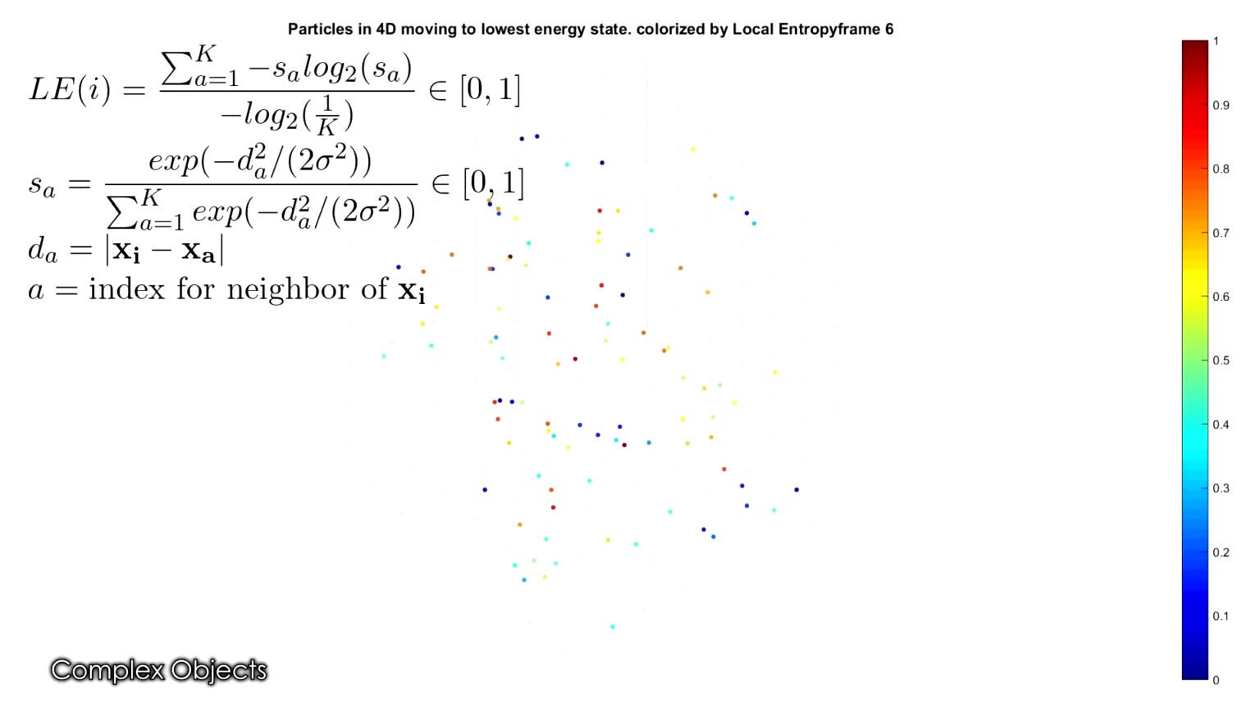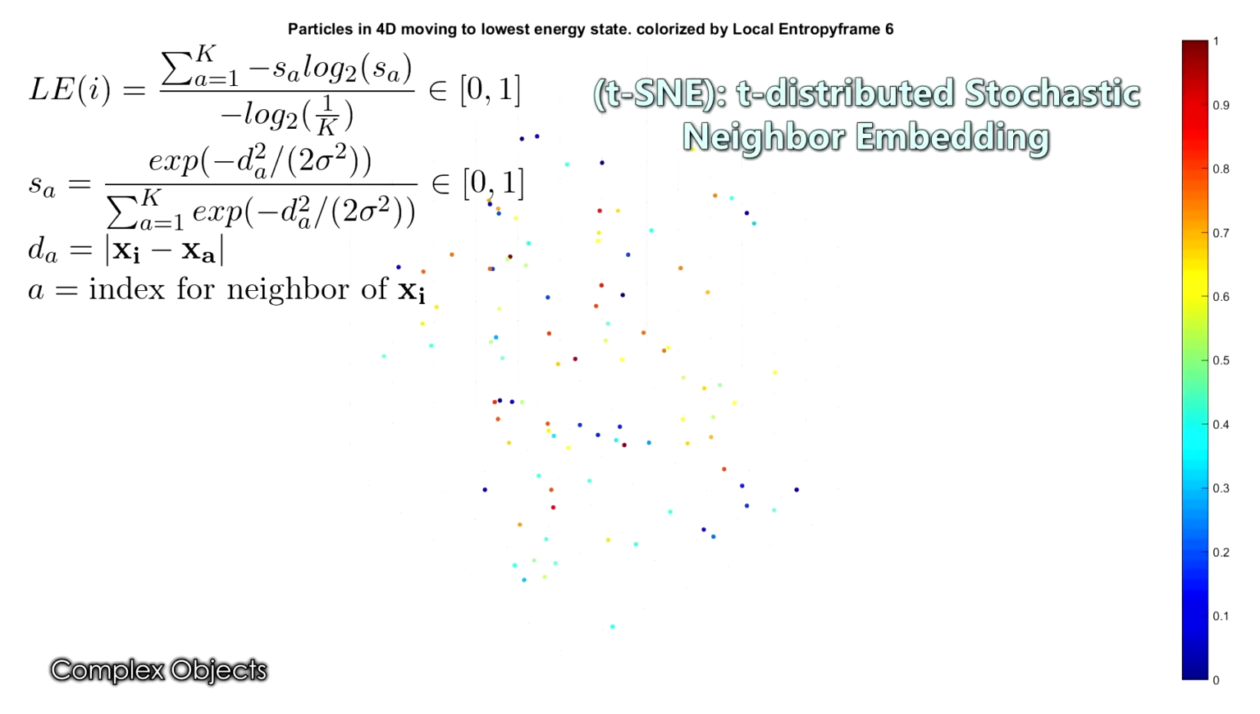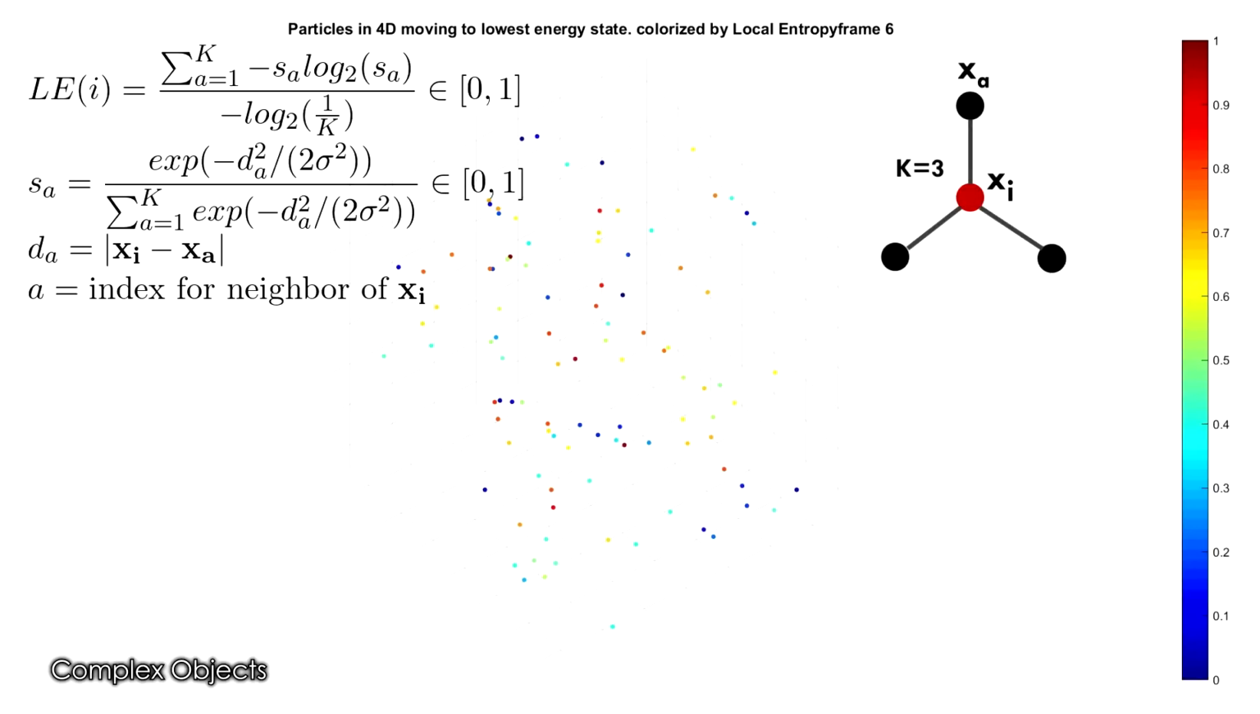And one way to quantify that regularity is to use this metric, which you could call local entropy. I learned about this idea by reading the paper on t-SNE. Basically, a particle's local entropy is going to be close to 1 if the distance to its k nearest neighbors is about equal for each neighbor. And it's going to be closer to 0 if it's really close to one of its neighbors but far from the other neighbors.